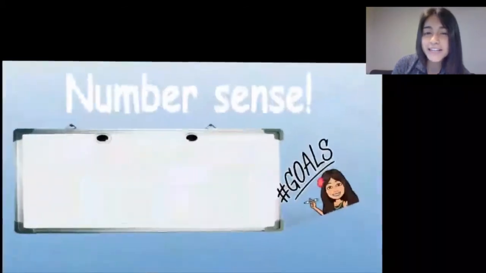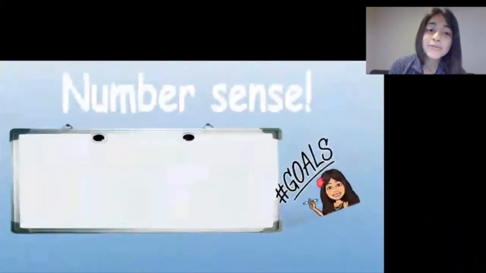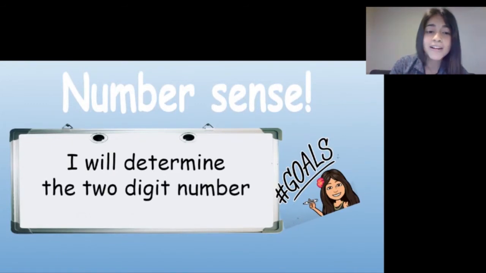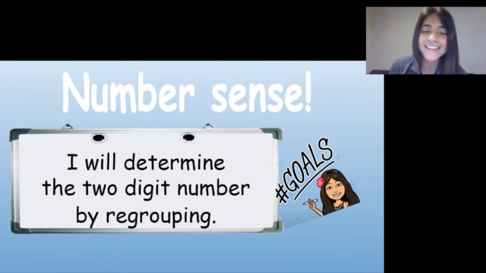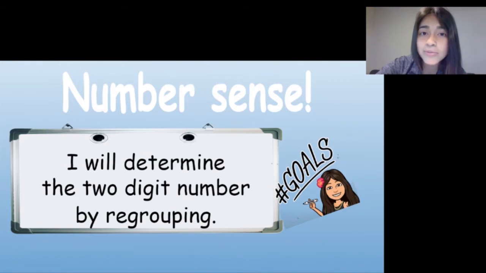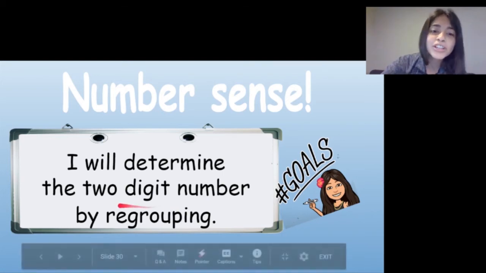All right, that's the end of our calendar time. We're going to move into number sense. So our learning target for today is, I will determine the 2-digit number by regrouping. All right, let's read it together again. I will determine the 2-digit number by regrouping. Can you tell your family how you're going to figure out that 2-digit number today? What are we going to do? Yeah, we're going to practice regrouping.